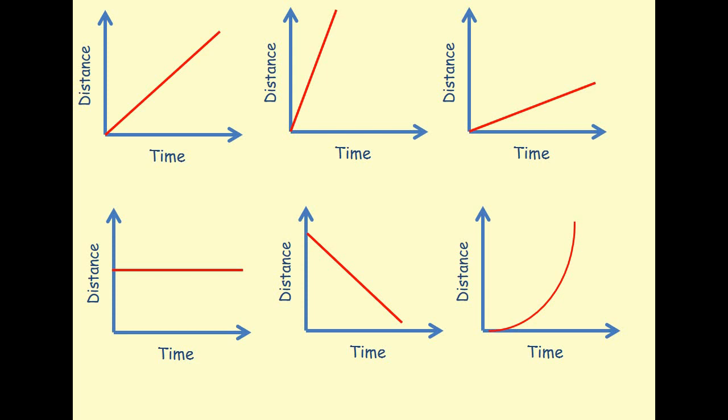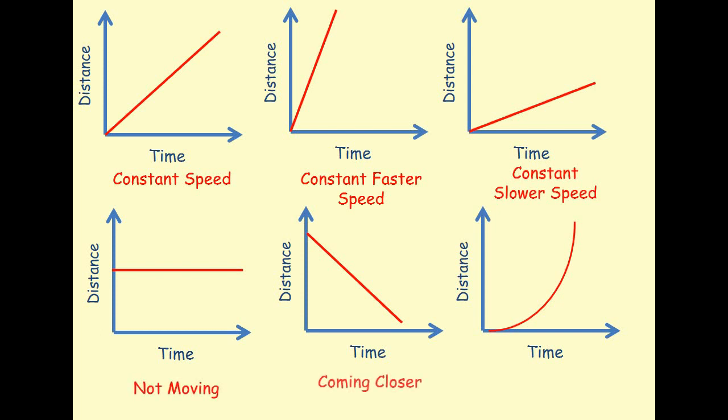So this slide just summarizes the 6 graphs that we've gone through, and you can refer back to these to remind yourself what each of these graphs means. So a straight, steady line is constant speed. The steeper that line is, the faster the speed. This one, the gradient is much smaller, so the speed here is slower. And a flat horizontal line means not moving.